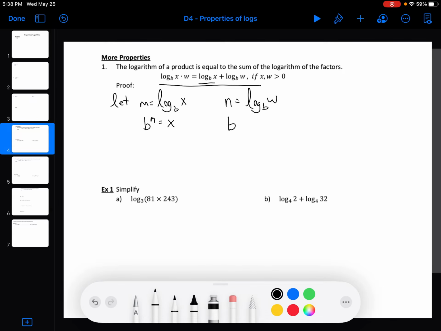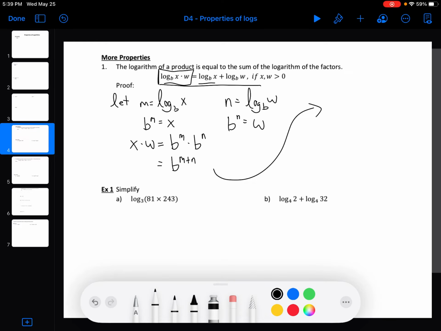And this is going to be b to the n equals w. Now, if I look at this side here, the left, we want to consider what x times w would be. Well, x times w is just going to be b to the m times b to the n. Then that means that x times w is b to the m plus n.